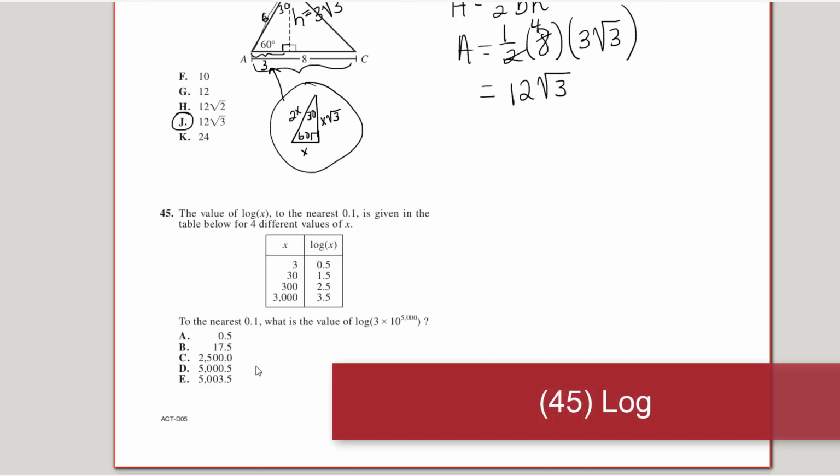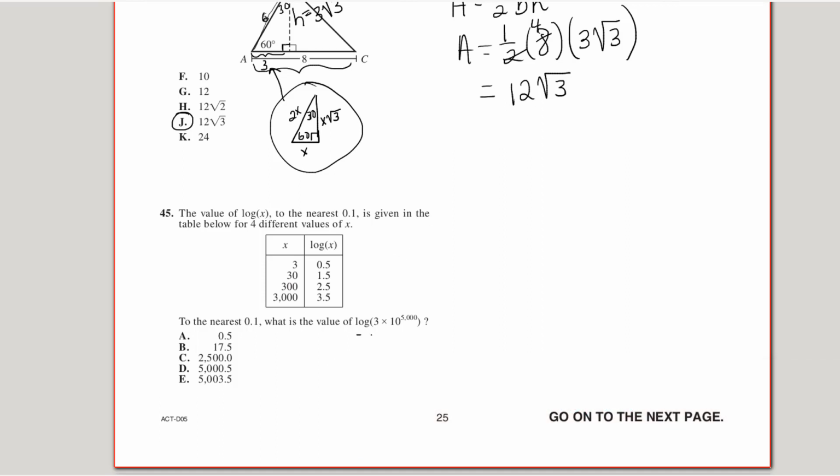Question 45 gives us values for log of x, and we're asked to find, to the nearest 0.1, the value of log of 3 times 10 to the 5,000th. And you might think, oh, I can just plug this in my calculator, where you're going to find that you're not able to put that in. So we're going to make use of our chart. And anytime I have a problem like this, I'm going to see if I can find a pattern. There's something in the data that they're giving us.